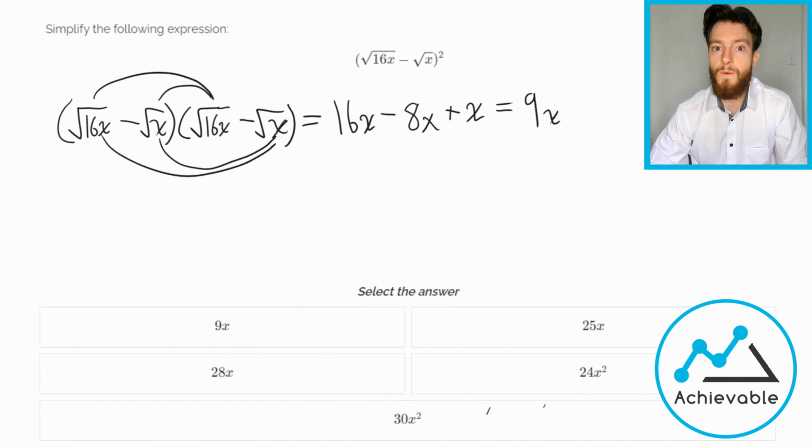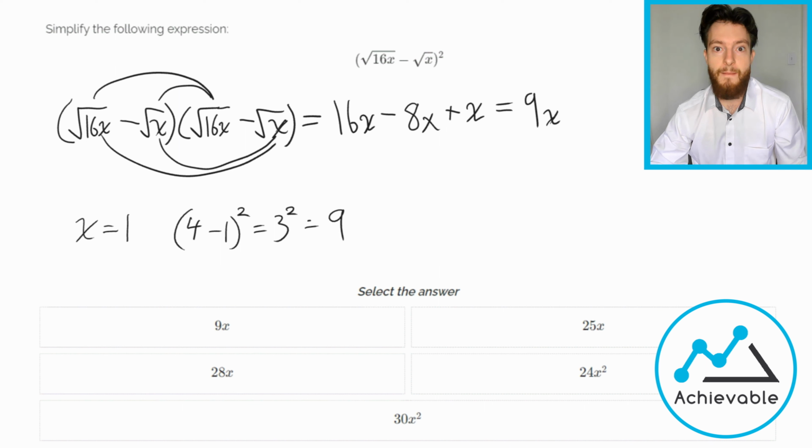Now, there is one way to do this question really simply. If you were to imagine any number for x, let's just say you plug in 1 for x. We can solve for what this expression must be, plugging in x, and determine which answer equals that given our value of x. So for example, if we just plug in 1, we get the square root of 16 for the first part, that is 4. And then obviously the square root of 1 is 1. So we have 4 minus 1, which is 3 squared. That's 9. Plugging in the number we have chosen for x into all of the answers, only 9x equals 9.